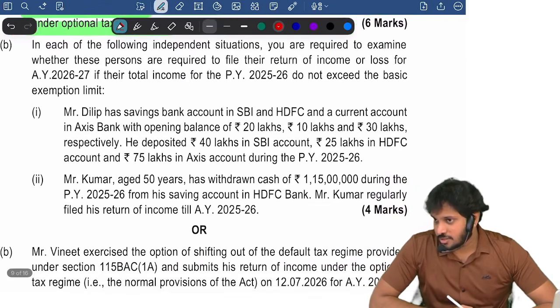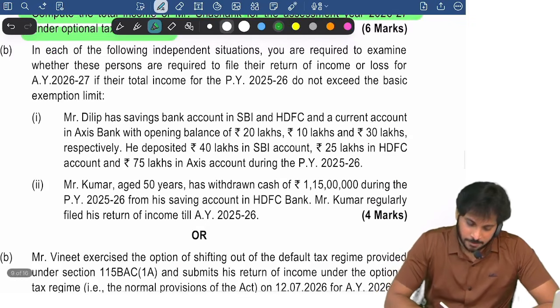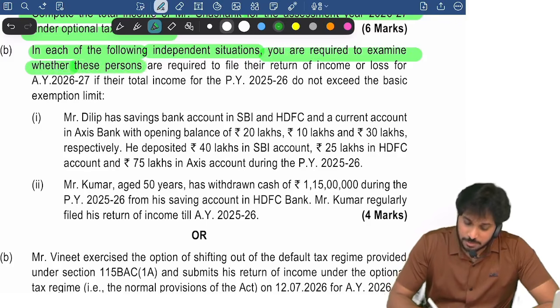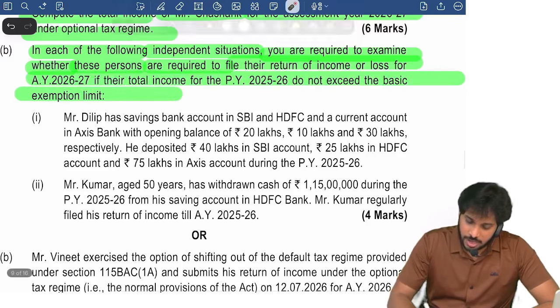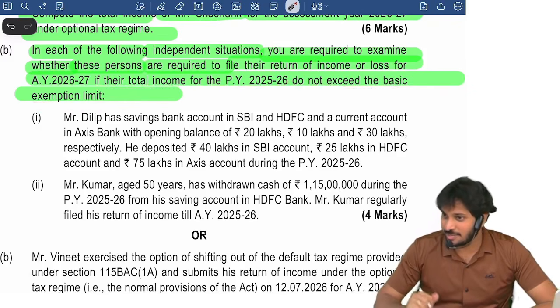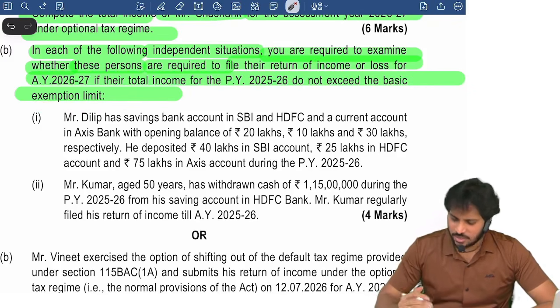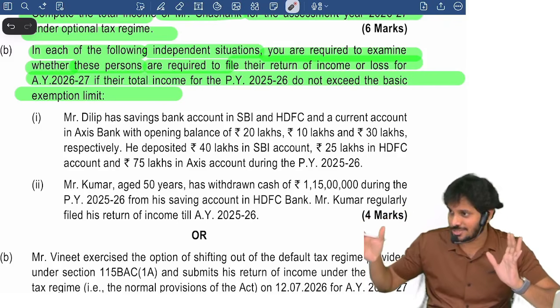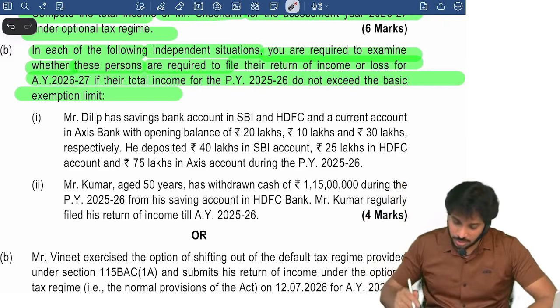I'm proceeding further. All of you, okay. Next. In each of the following situations, you are required to examine whether these persons are required to file the return of income or loss, if their total income does not exceed the basic exemption limit. Then generally they don't have to file an IT return. However, if they have entered into any specified transactions, they have to file an IT return. Yes or no?